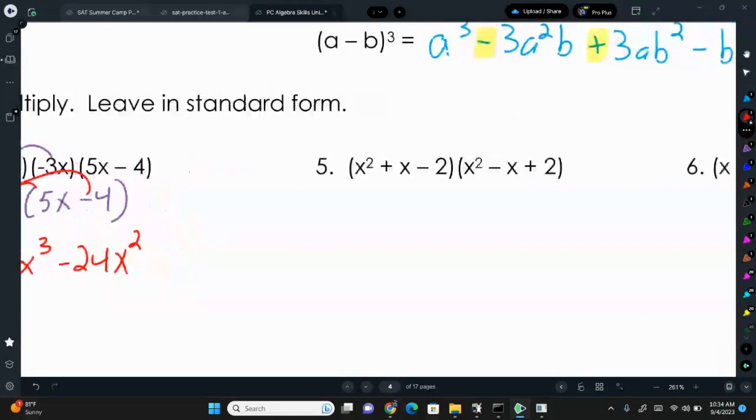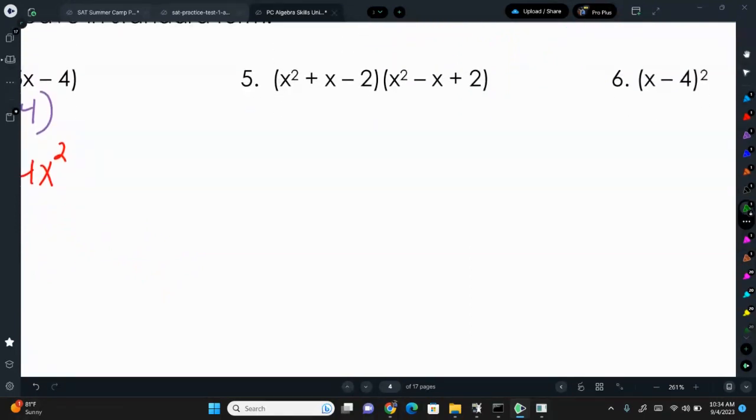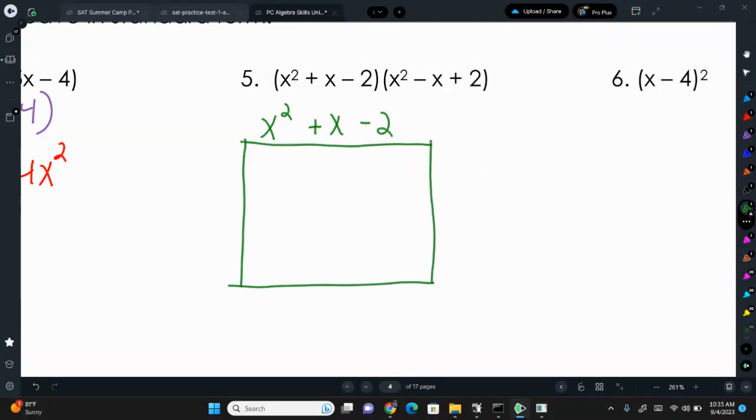And then example number 5 here, we have a trinomial multiplied by a trinomial. So this can get a bit confusing. You can draw it as a box. And let me show you what that would look like. I would write x squared plus x minus 2. Maybe I would spread them out a little bit more. And then on the side, I would write x squared minus x plus 2.